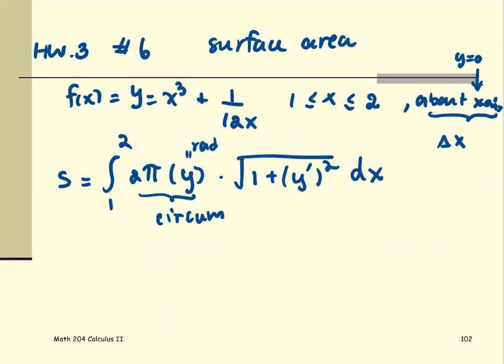So ask yourself, what do you need? You already have y equals x to the third plus 1 over 12x. You're going to need y prime, y prime squared, and 1 plus y prime quantity squared. Similar to what we need to get done on the side before we put it in the main problem, as in the problems in section 6.5. Okay, this problem has algebra terms. I will add another slide to give you more room here. Okay, add more.